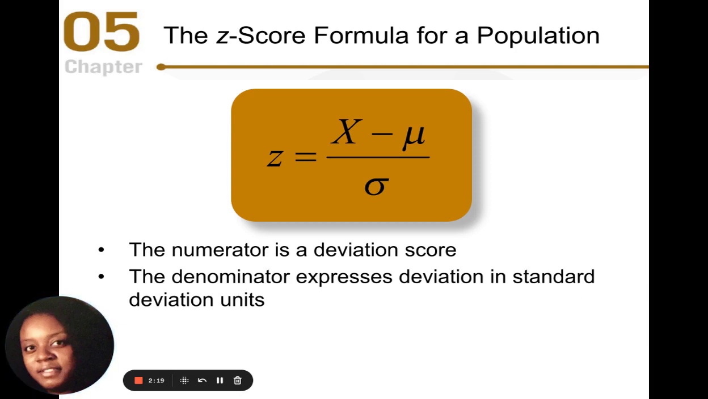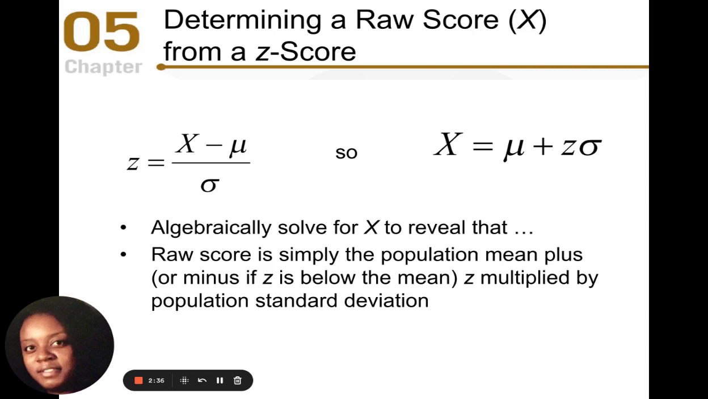The z-score formula for a population is indicated on the screen. The numerator is a deviation score, and the denominator expresses the deviation in standard deviation units. Here's how we can determine a raw score from a z-score. We have to algebraically solve for X, and then the raw score is simply the population mean plus z multiplied by the population standard deviation.